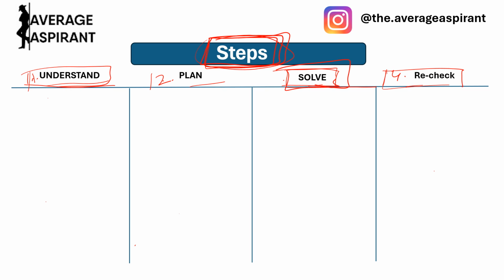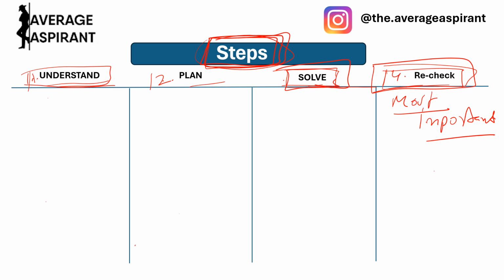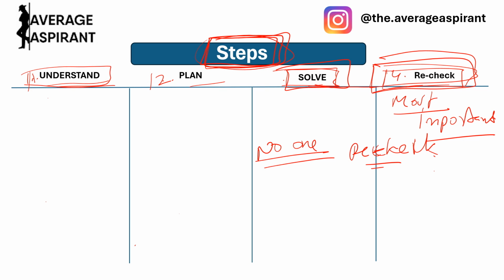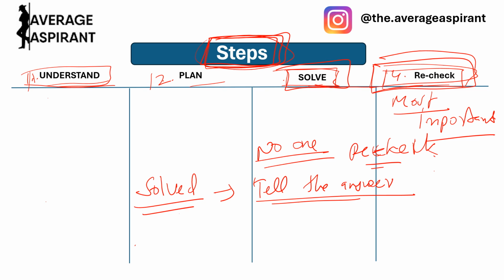Fourth and most important step, which most of the people forget. I mean, not doing it right is a different thing, but forgetting a full step is a very, very different thing. Most of the people don't recheck their answers, their approaches. So once you have solved it, what will most of the people do? They will directly go and tell the answer to the interviewer.